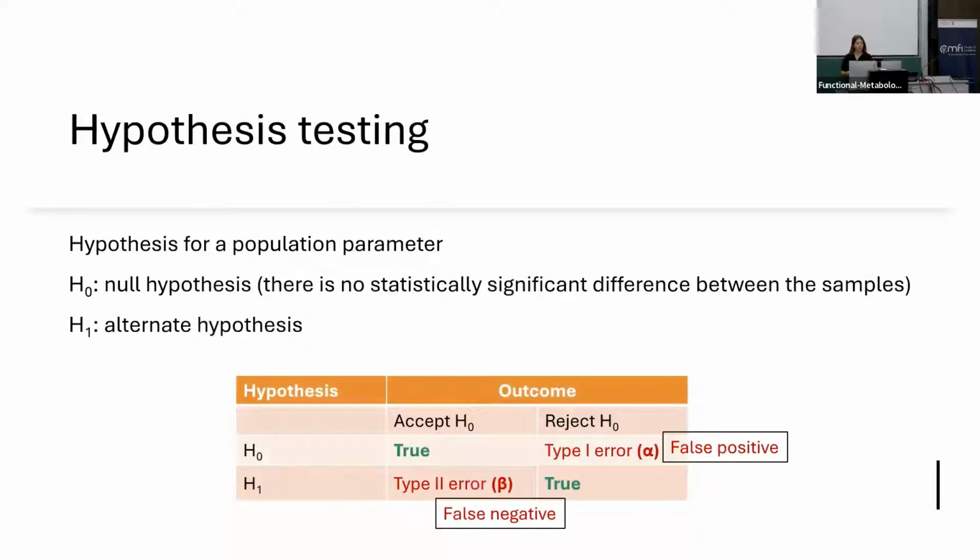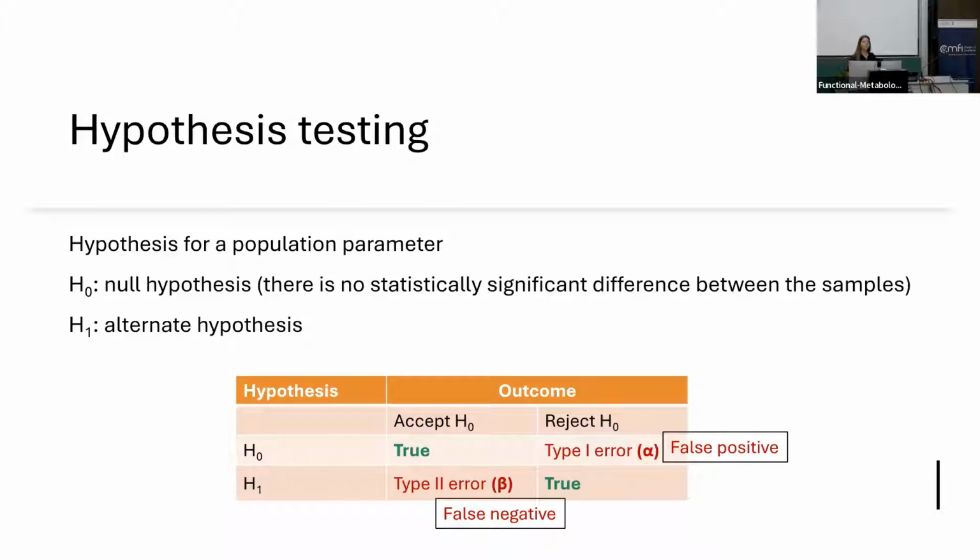So, yeah, power calculations are based on the principle of hypothesis testing. And a hypothesis basically is a statement of a population parameter, right? We have the null hypothesis, which means that there is actually no statistically significant difference between the samples. And we have the alternate hypothesis, which is the opposite. And your experiment can go 4 ways.